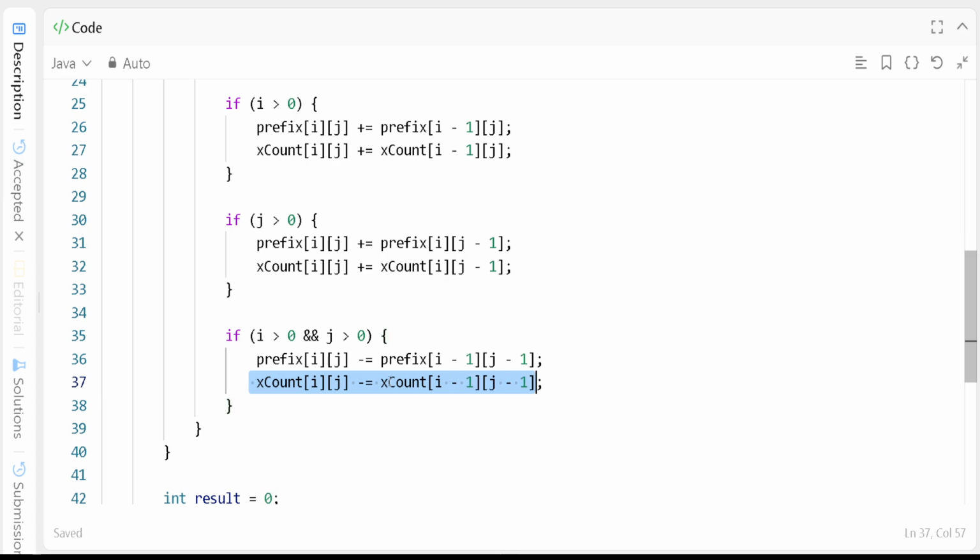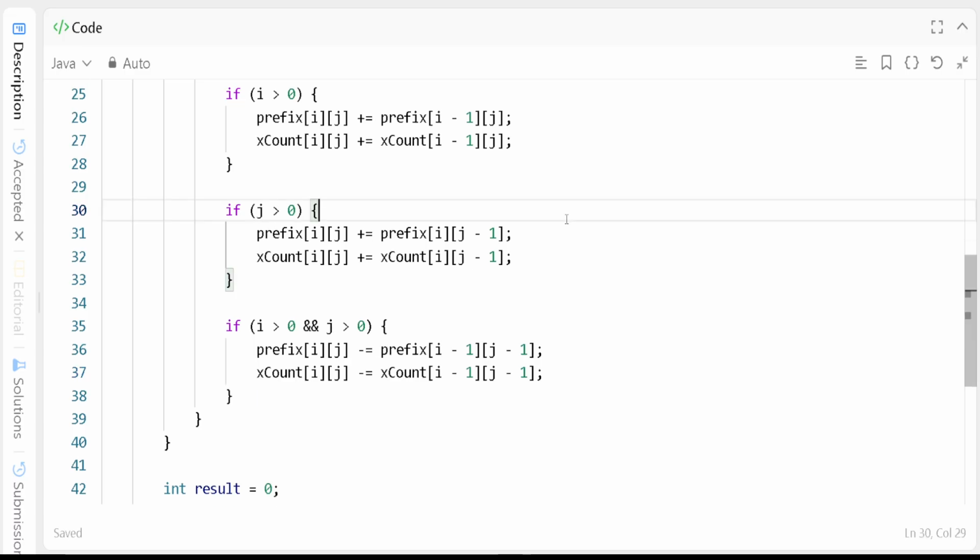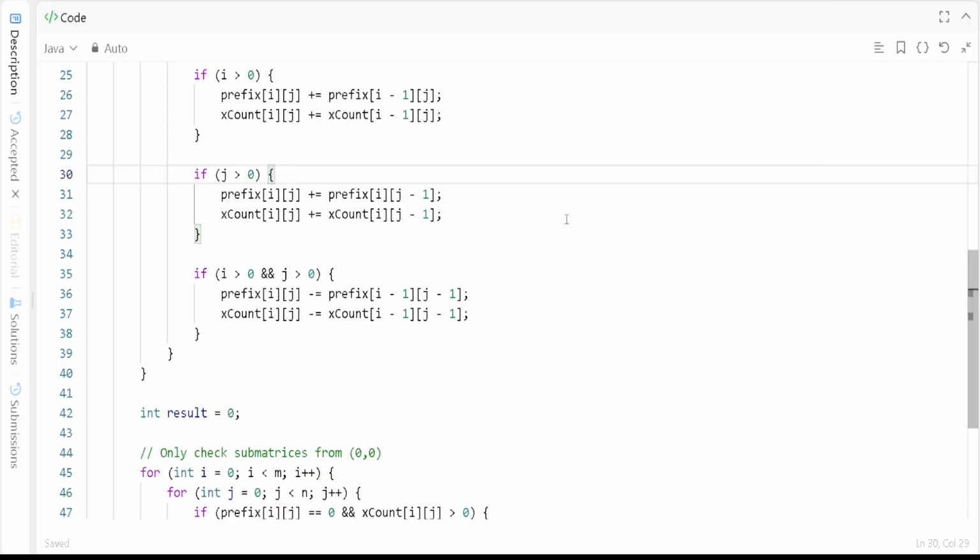So basically we will calculate the sum for both, prefix sum and x count, and basically we maintain the prefix sum and the x count like this. Okay, so three cases will happen: i is greater than 0, j is greater than 0, or i and j both are greater than 0. Let me zoom out a little bit.